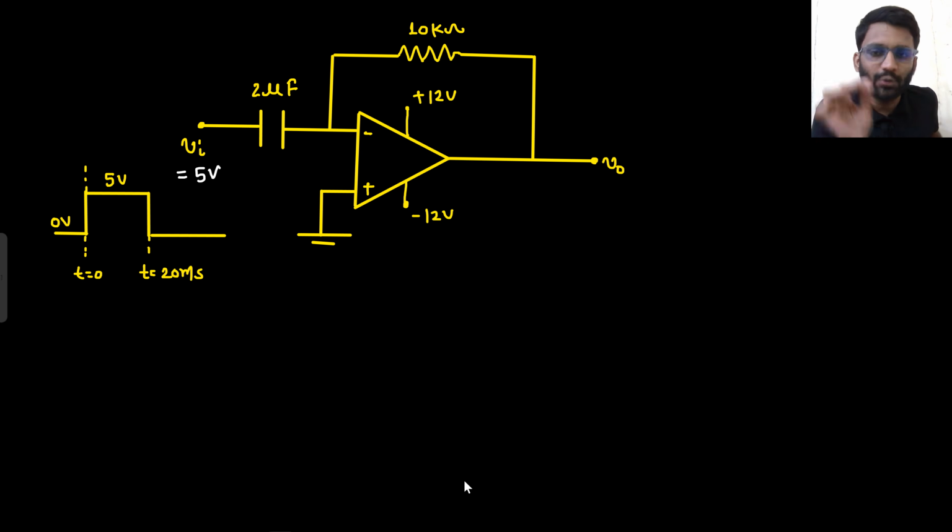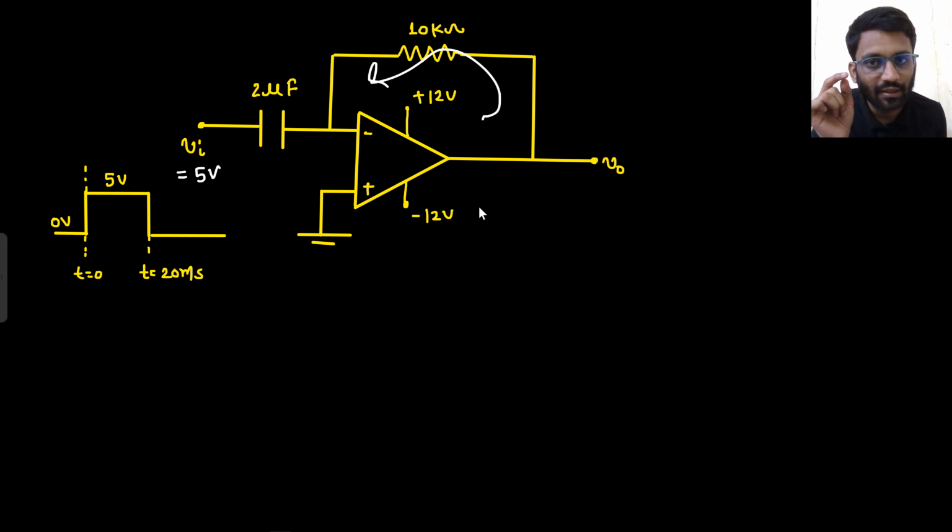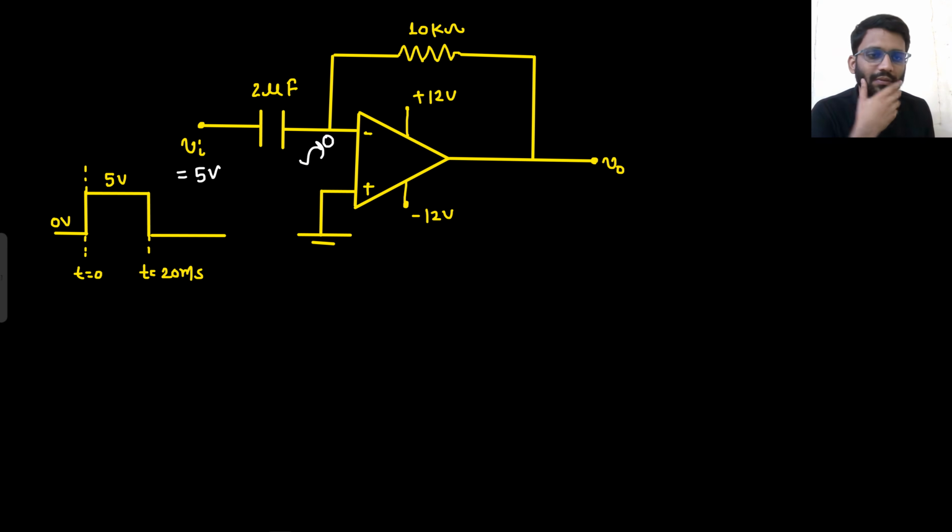Tell me one thing, will you say negative feedback is there, so virtual short is valid? Certainly there is negative feedback, but will virtual short be valid? Can you say that this node will be 0 volt? Say yes or no. Can you say at t equals 0 this node will be 0 volt? No. Why so? Because the capacitor is uncharged, right?